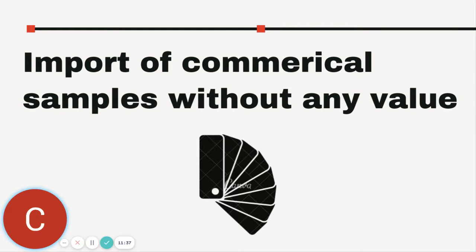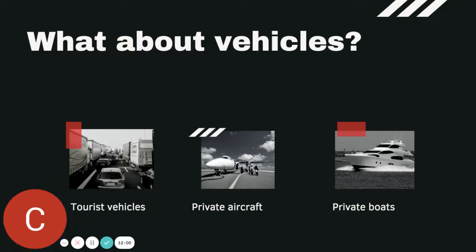There are some special requirements. The unit value of each item must not exceed $50, and no more than 10 units per shipment. And then the total shipment must not exceed $1,000. Now you ask yourself, okay, we're talking about goods, but what about vehicles? Well, vehicles are a special case because we have tourist vehicles, private aircraft, and private boats.